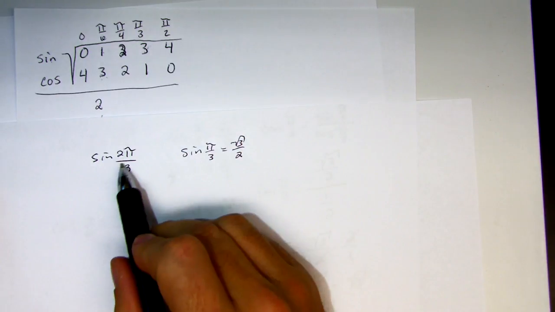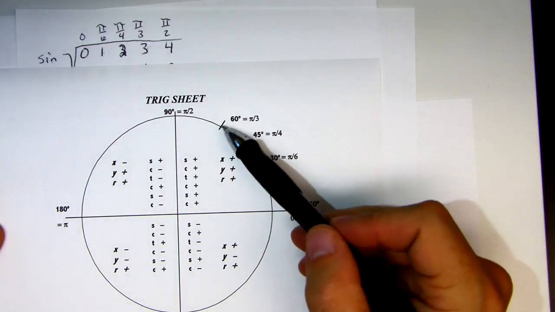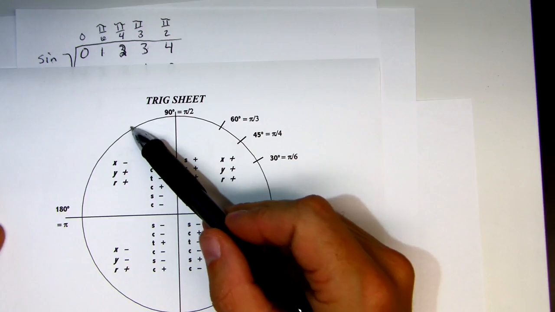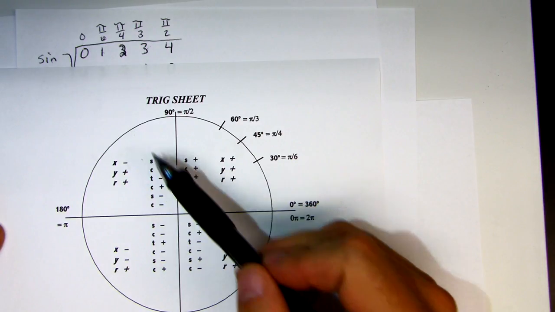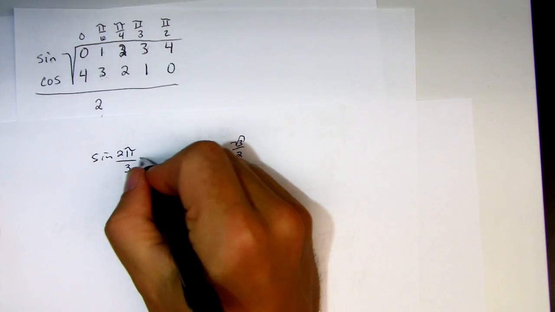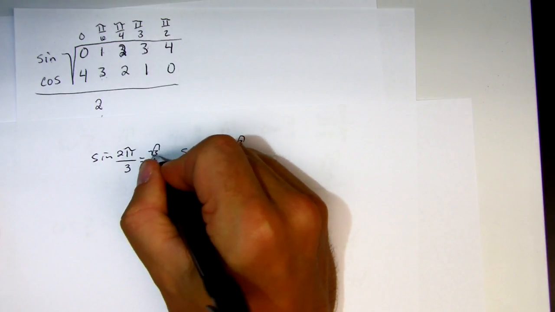Now we've got to figure out what quadrant this is in. So I think about my unit circle here. This is pi over 3. All the way to here would be 2 pi over 3. So we're in quadrant 2, and sine is positive in quadrant 2. So this is just radical 3 over 2.